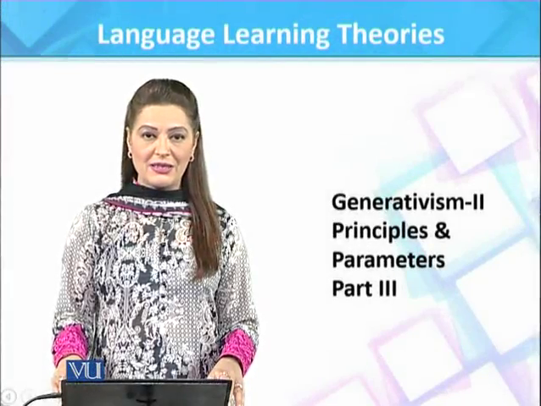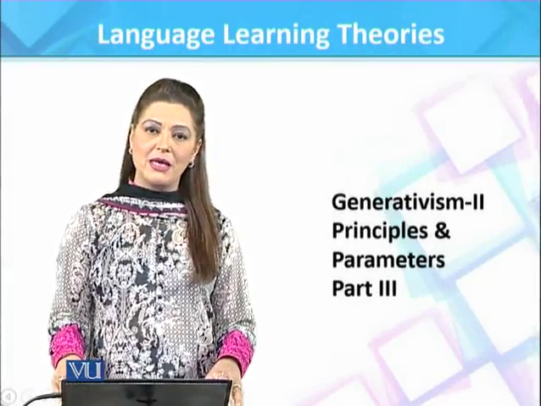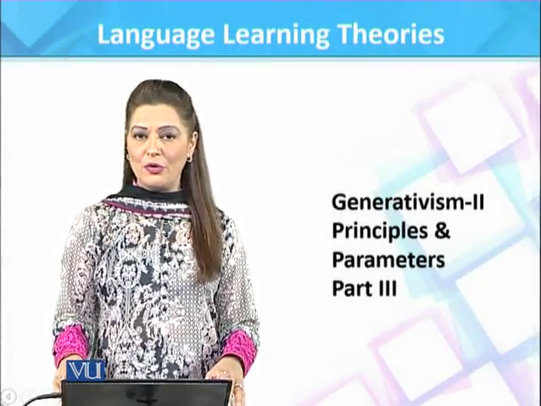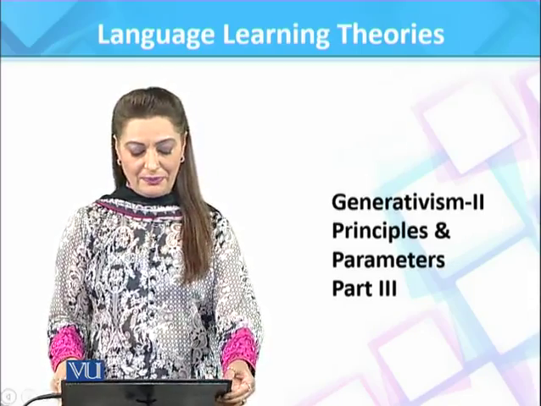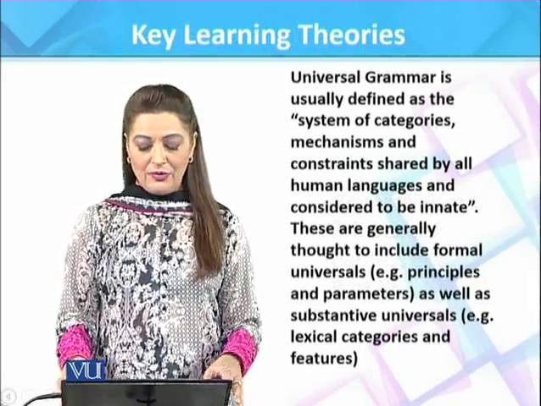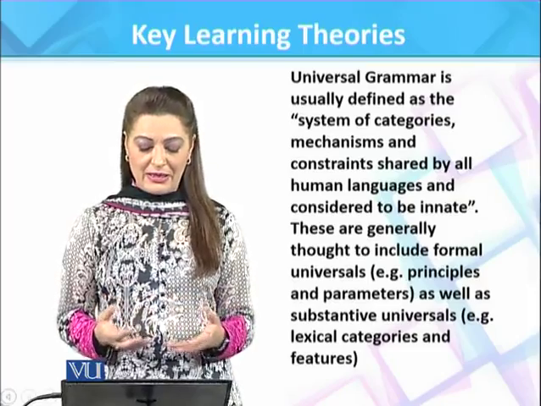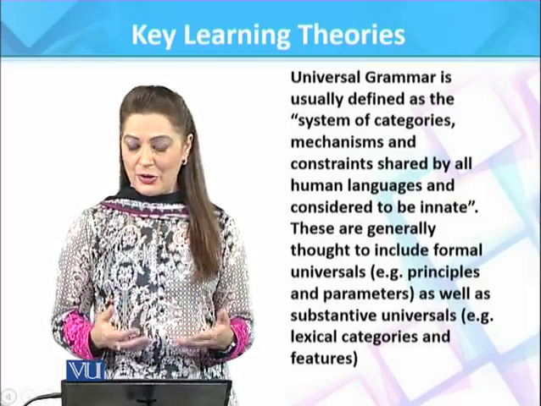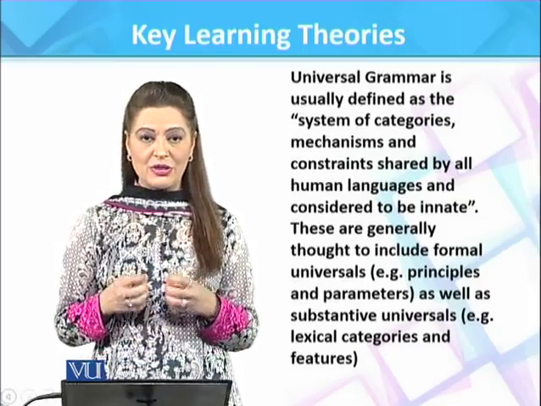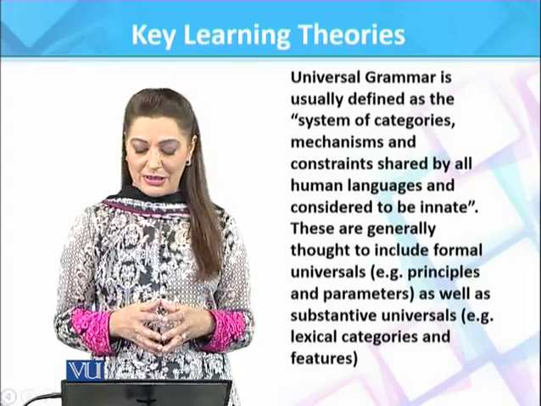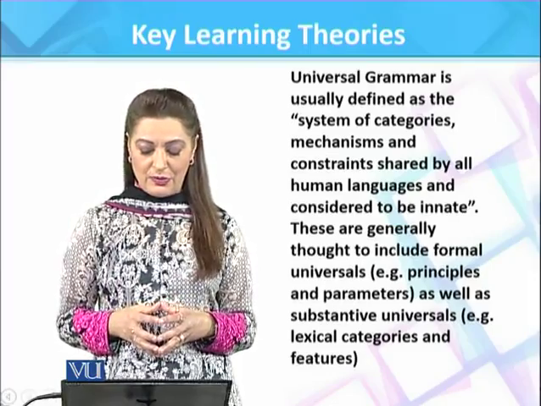Now we are going to discuss the third part of generativism, and that is principles and parameters. Principles and parameters are core components of universal grammar. Universal grammar, as we have just discussed, is usually defined as a system of categories, mechanisms, and constraints shared by human languages and considered to be innate. It comprises all these systems which are considered universal.